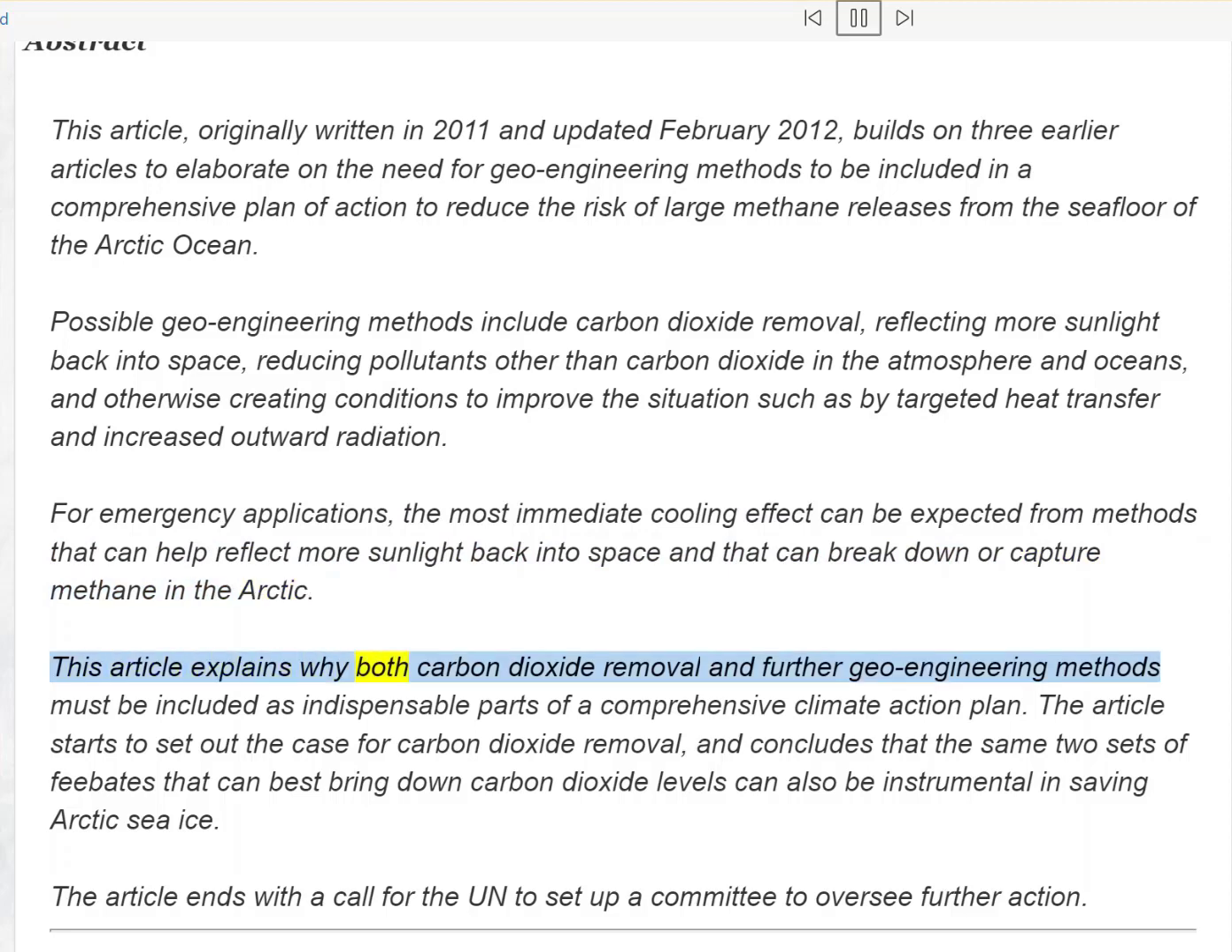This article explains why both carbon dioxide removal and further geoengineering methods must be included as indispensable parts of a comprehensive climate action plan. The article starts to set out the case for carbon dioxide removal, and concludes that the same 2 sets of methods that can best bring down carbon dioxide levels can also be instrumental in saving Arctic sea ice. The article ends with a call for the UN to set up a committee to oversee further action.